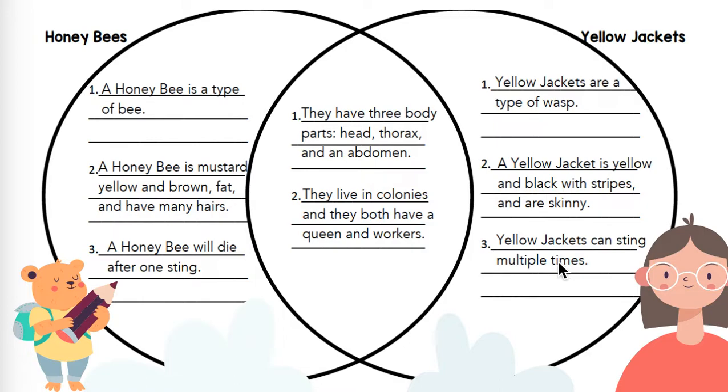Do you see how these all have a relationship even though they are different? Now let's look at the similarities. 1, they have 3 body parts, head, thorax, and an abdomen. We read that both of these insects have 3 body parts. Number 2, both insects live in colonies and they both have a queen and workers. So these are just a few of the similarities of how honeybees and yellow jackets are alike.